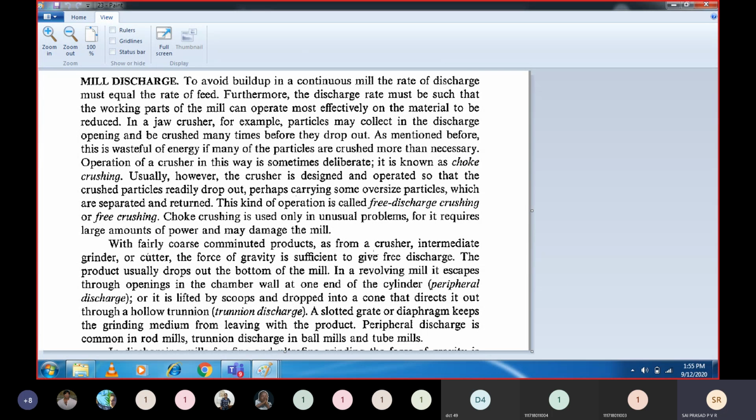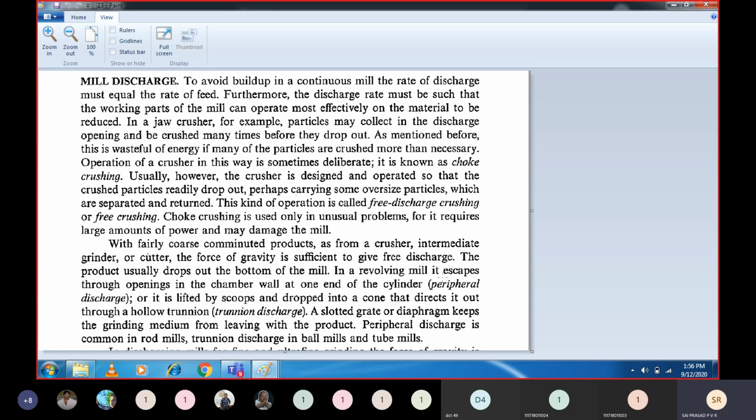In a revolving mill, it escapes through the openings in the chamber wall at one end of the cylinder. So what will happen in the peripheral discharge? We have seen just now. On the shell side, we are going to have some screens. The shell itself is made of a screen, so that if the size of the particle is small, automatically it falls from the bottom and goes out.